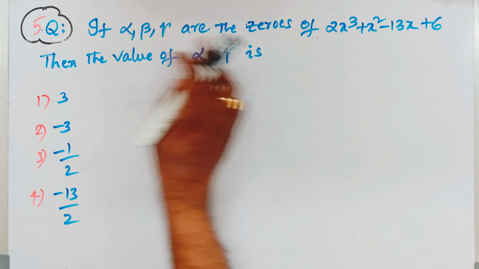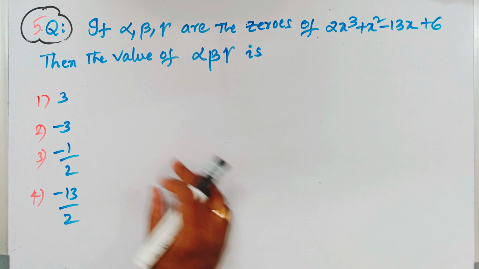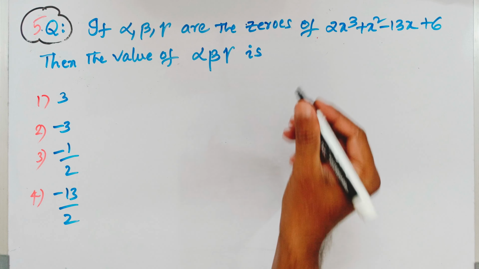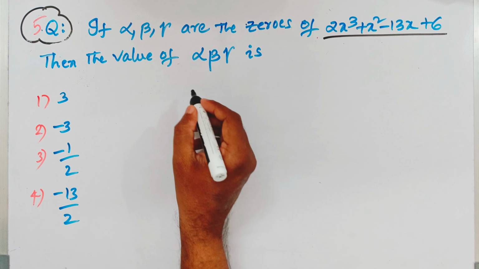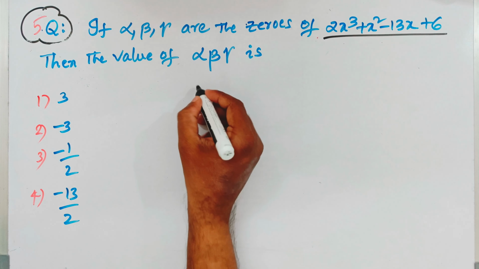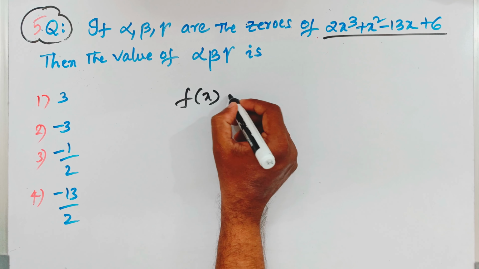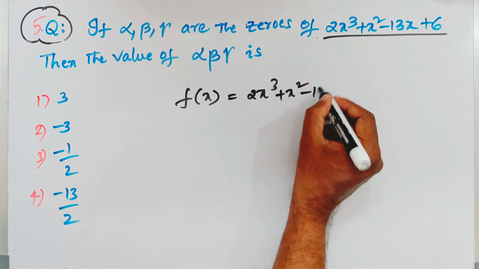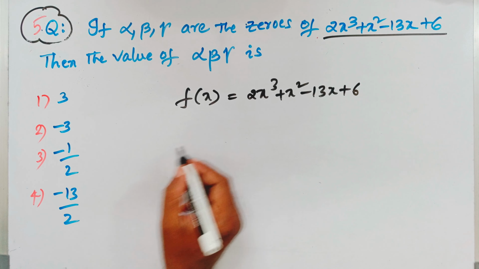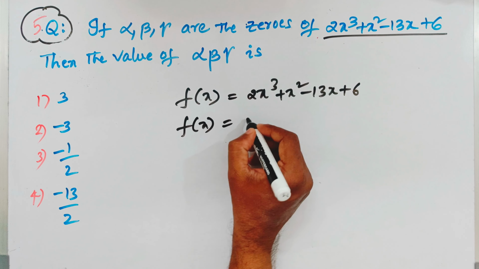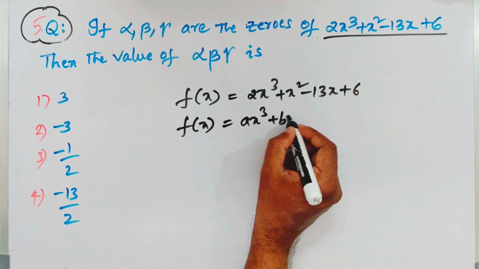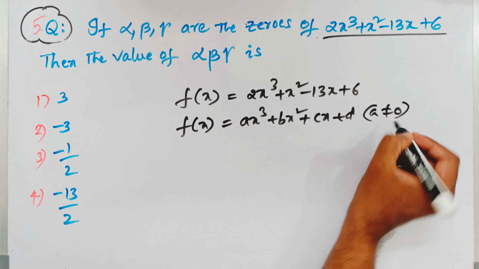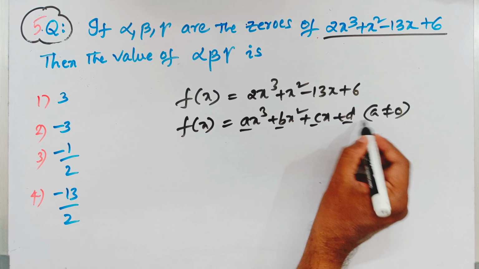The next question: if alpha, beta, gamma are the zeros of the polynomial, then the value of alpha beta gamma is what? Here the four options are given. We clearly observe that this is a cubic polynomial. We already discussed this in the previous question, but this is another question. F of x is a cubic polynomial given as 2x cube plus x square minus 13x plus 6. We know that the general form is f of x equal to ax cube plus bx square plus cx plus d, where a is not equal to 0. Compare these two and write the coefficients.